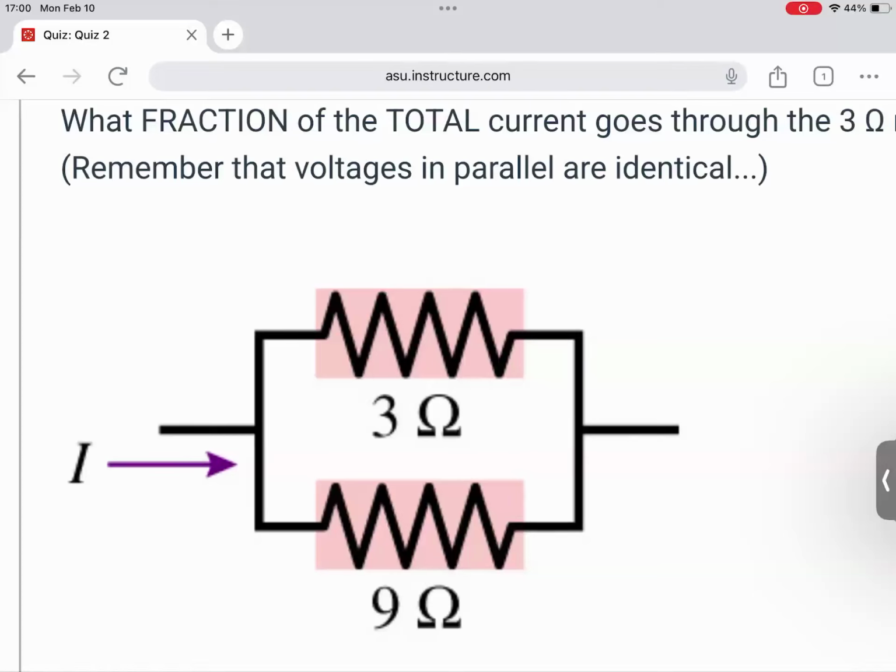So if you have two resistors in series, then you add the resistances directly. In this case, you've got them in parallel. So what's the parallel formula? Do you remember? 1/3 plus 1/9. Flip that. What is that? 9/4. 2.25 ohms. So the total here is 2.25, not 12.